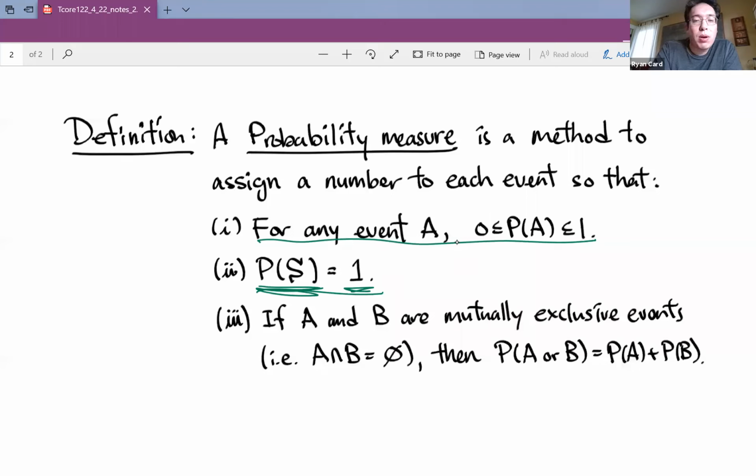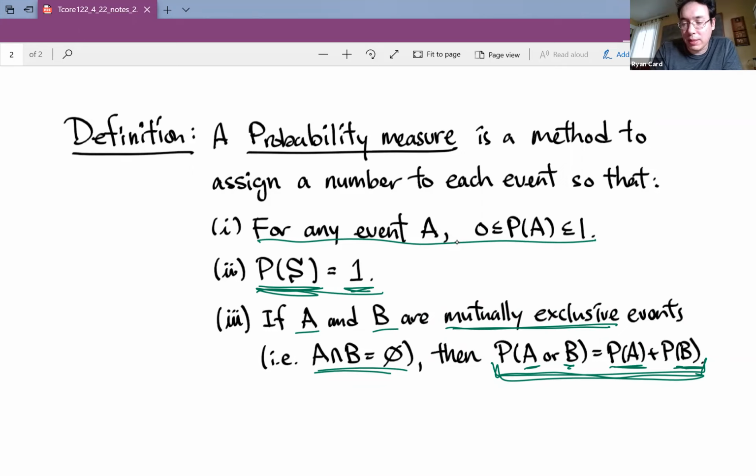And one more requirement on how these probabilities work. If you have two events A and B that are mutually exclusive, which is a fancy way of saying the two events have nothing in intersection, so you can't have A and B happen at the same time, then the probabilities add. So the probability that one or the other happens is the sum of the two events separately.